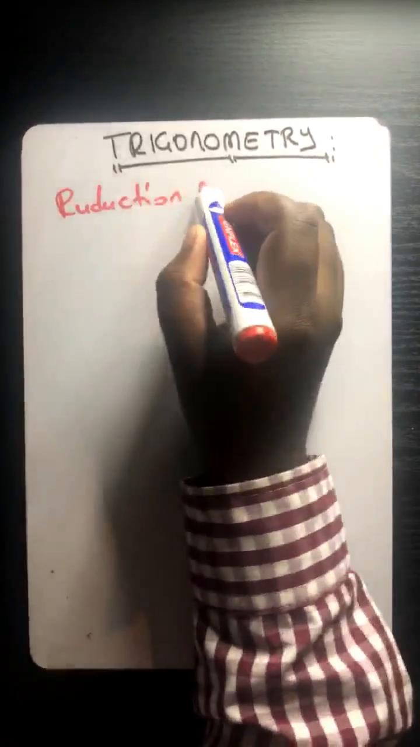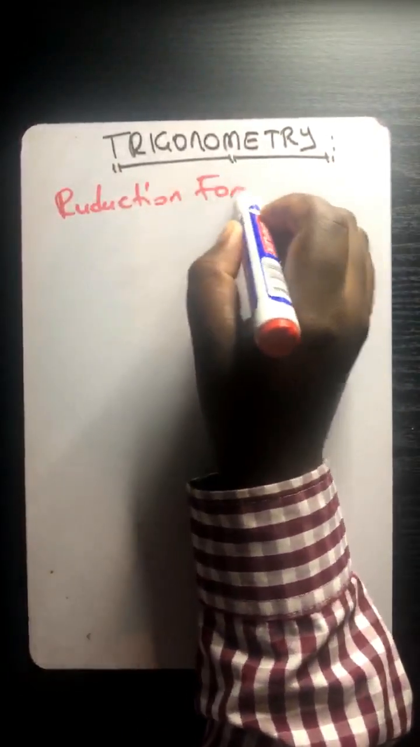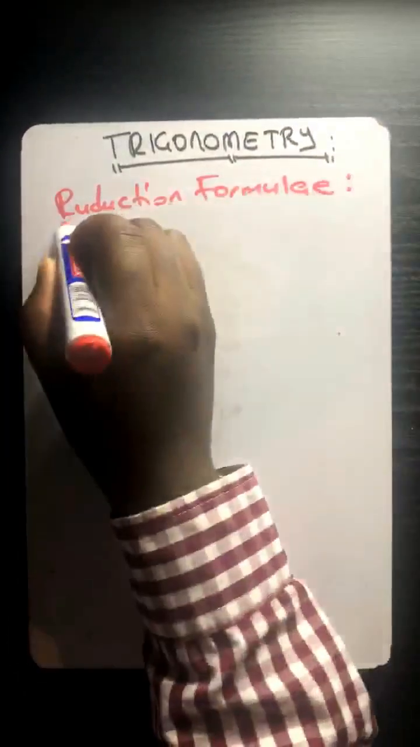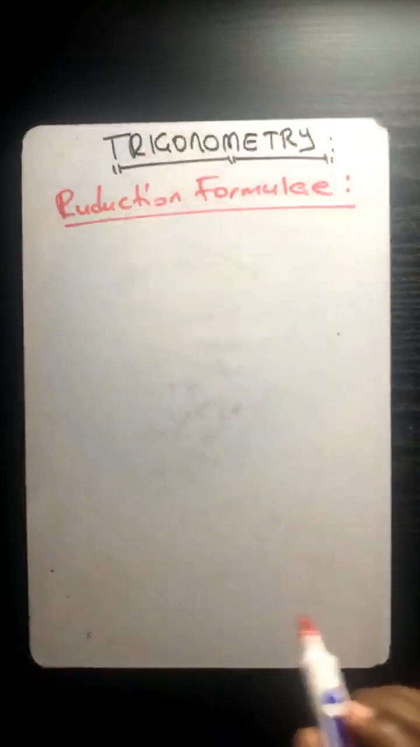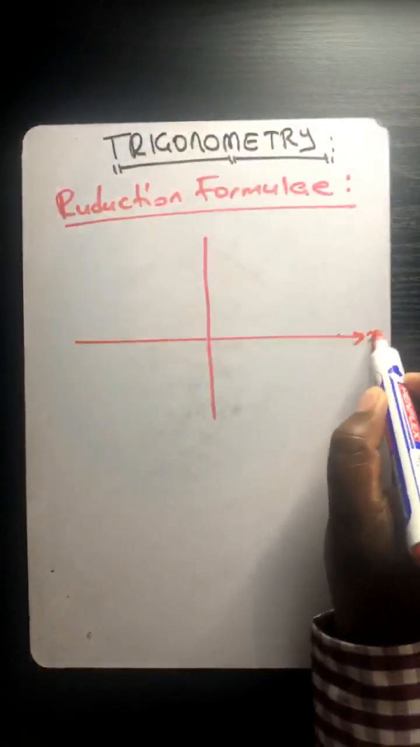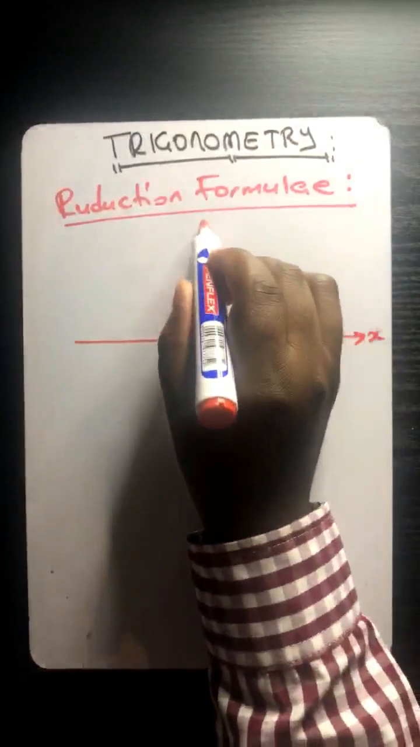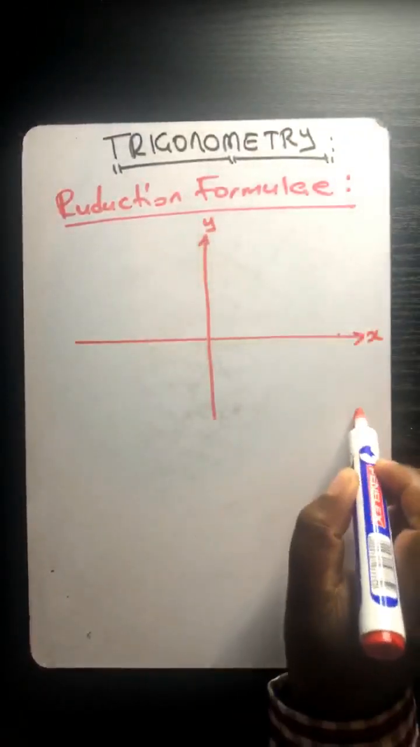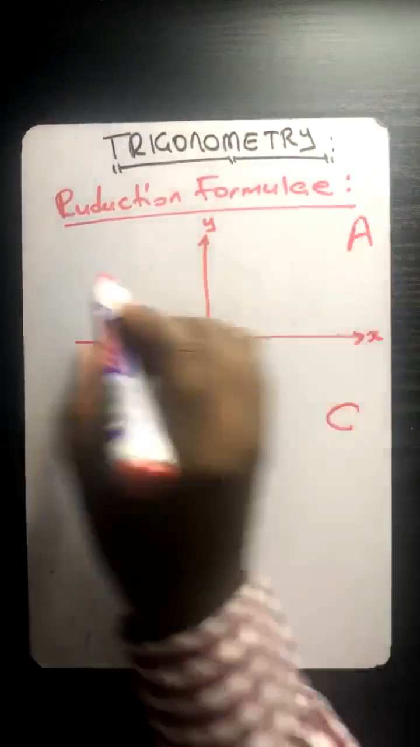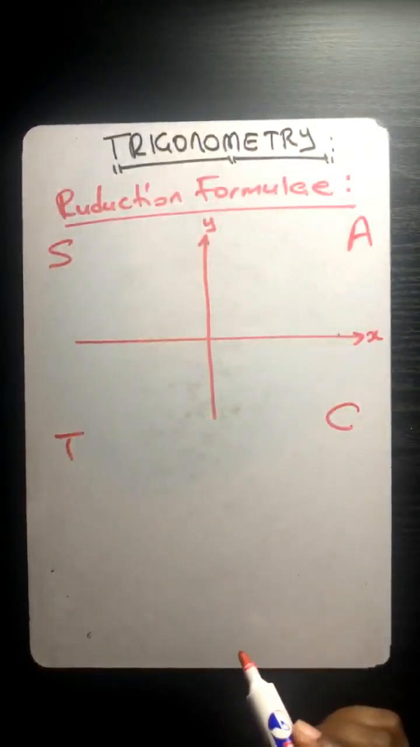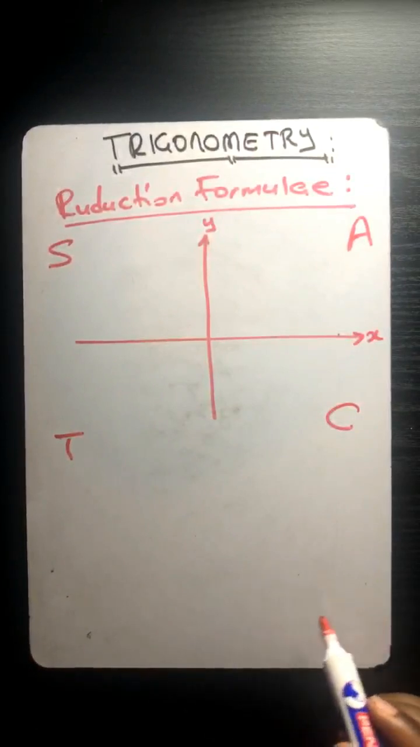Reduction formulae. Remember, guys, on a Cartesian plane, which we refer to as the CAST diagram, because of us having C there, A there, S, and then T there. This is what makes it a CAST diagram.